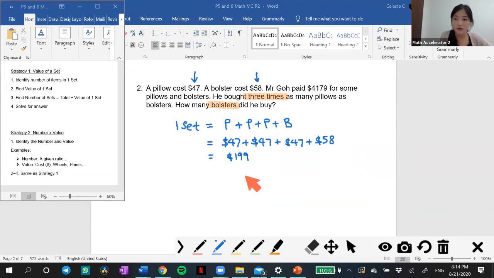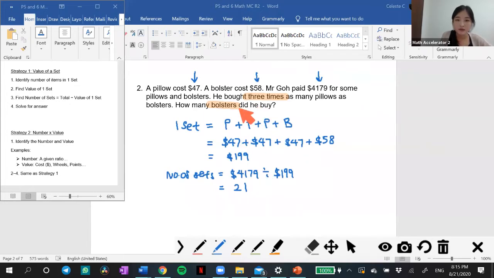Next step, find the number of sets. So number of sets. Okay, take the total. Look at your question. Given here, 4,179. So you divide it by the value of one set that you found here, 199. Okay, so you're finding out how many sets of $199 are inside this total, 4,179. How many sets? 21. Okay, good. A lot of you found it already.